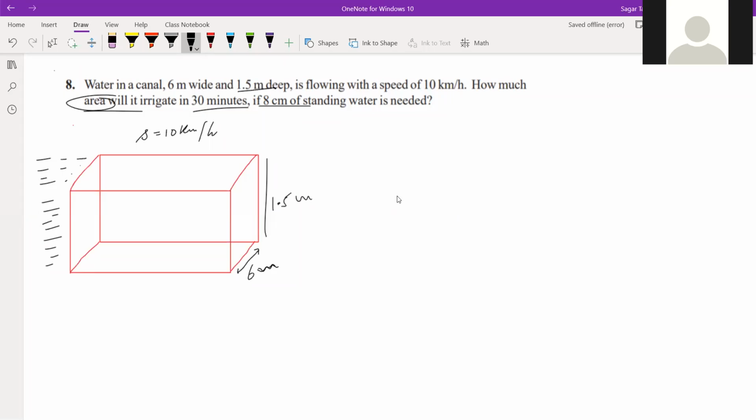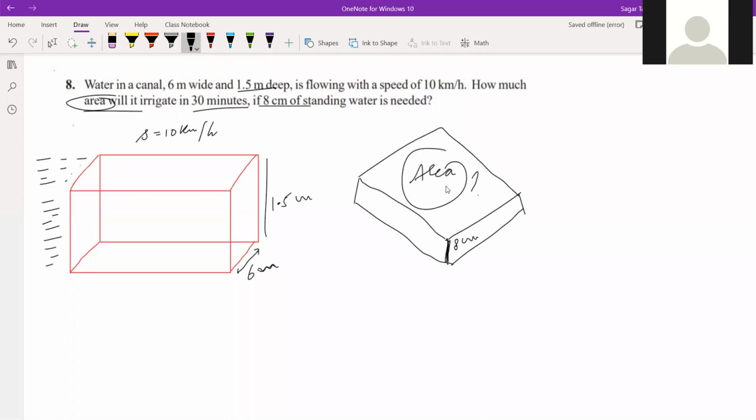8 centimeter. So let us make one kind of diagram. Suppose this is the area where the water is being used for irrigation, and the height of the standing water is 8 centimeter, but we do not know the area. So we have to find the area of this field, and we know the height, and area means L into B, simple. Okay, area means L into B and height is visible to us clearly.